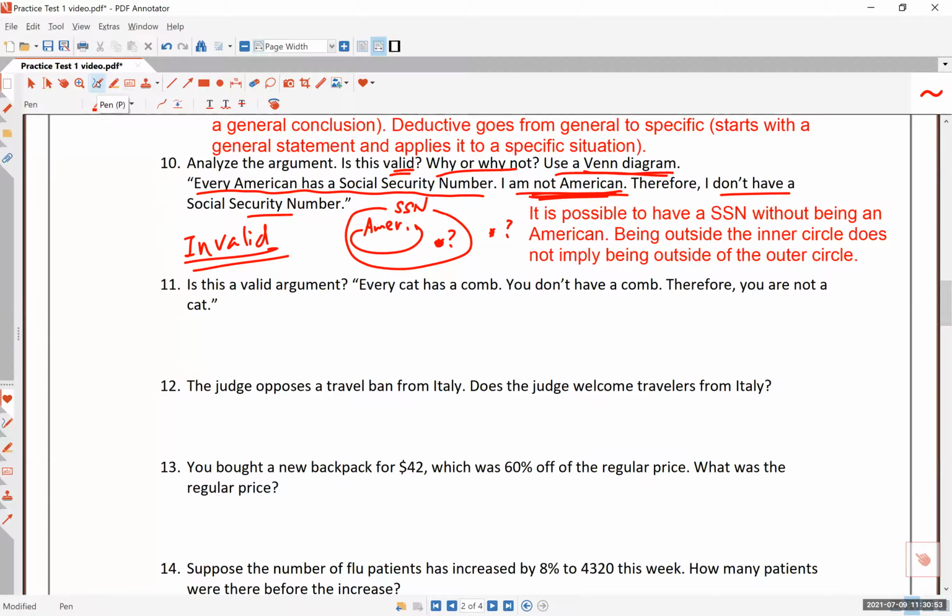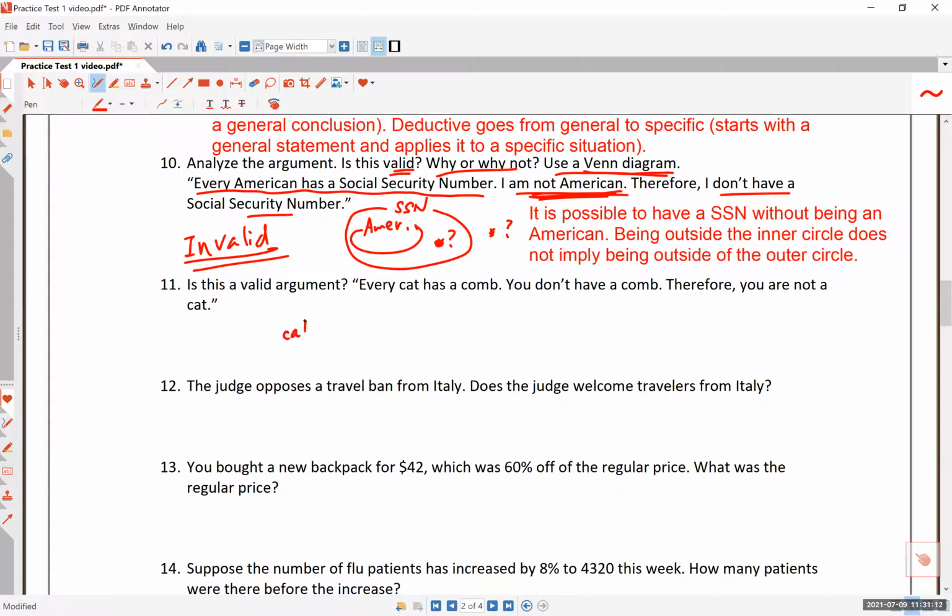Okay, number 11. Is this a valid argument? Every cat has a comb. That's an interesting statement. Okay, so forget what a cat is and what a comb is. Every A has a B. Maybe that's a way to think about this, so you don't get distracted by what is real and so on. But anyway, every cat has a comb.